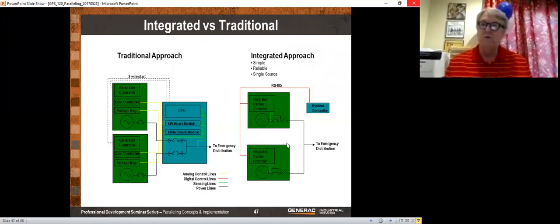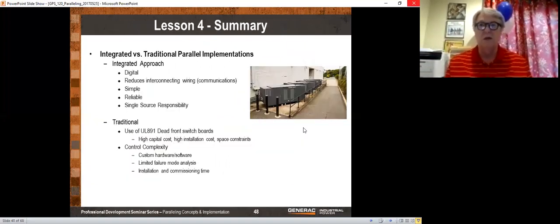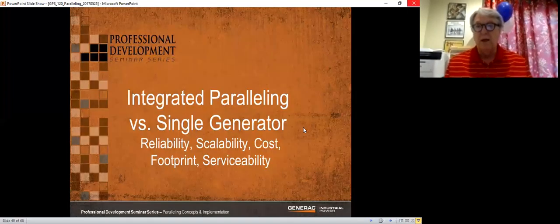So there you have your traditional approach. There you have your integrated approach. As I said, Generac was the initiator of that, has more of these systems installed than anybody else, and they were the pioneers. But it has been so successful that pretty much all the major suppliers of generators have now developed a system that can do that.